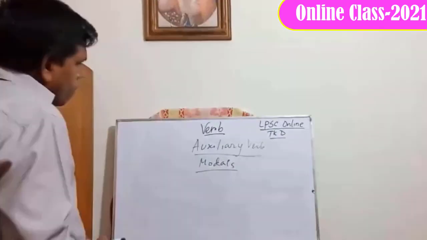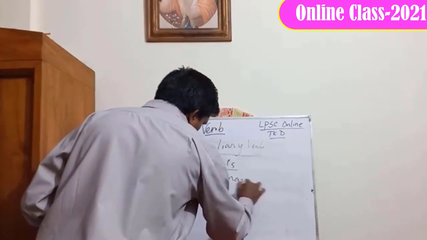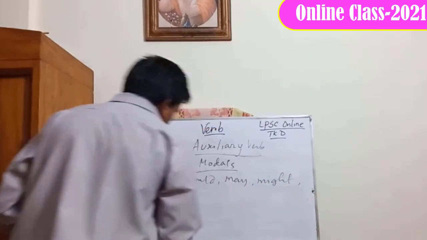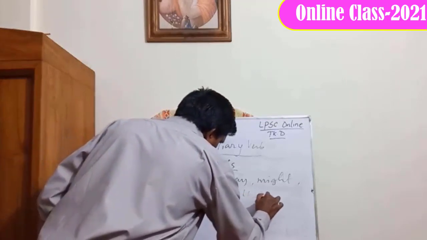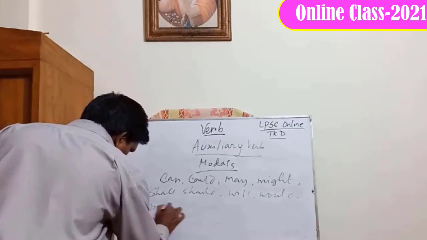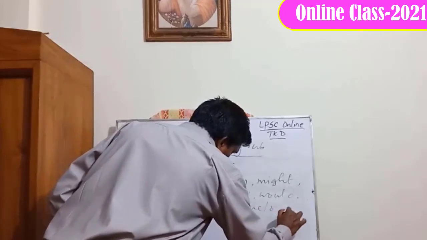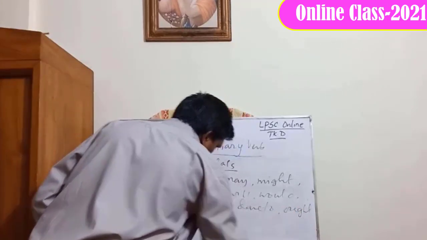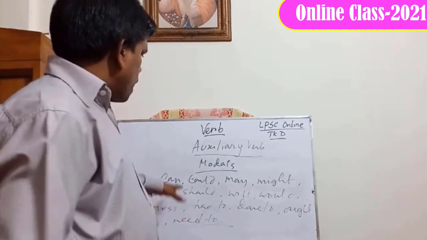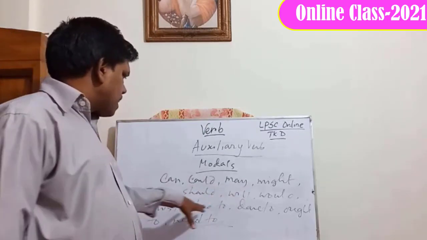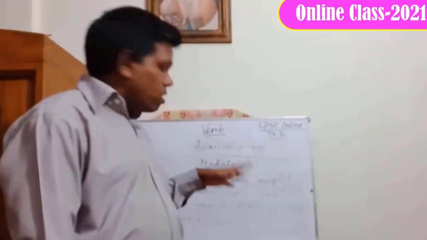Okay. So models: can, could, may, might, shall, should, will, would, must, had to, dare to, ought to, need to. They are all models.